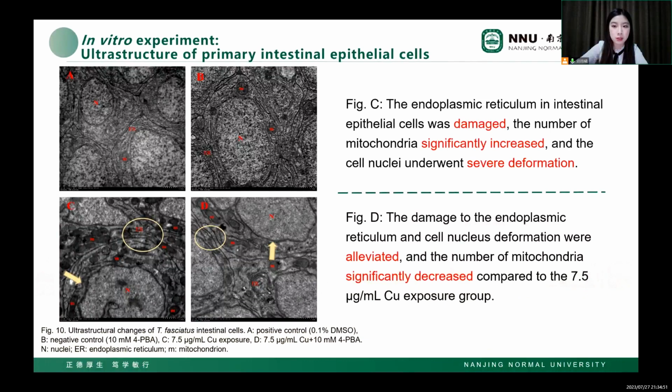fasciatus intestinal cells. And in picture C is the 7.5 micrograms per milliliter copper exposed group, and the endoplasmic reticulum was damaged, and the nucleus was severely deformed. And in picture D, with the addition of 10 millimolar 4-PBA, the damage was alleviated.